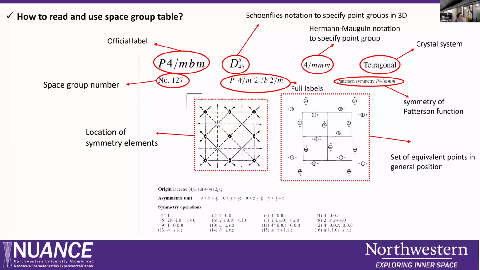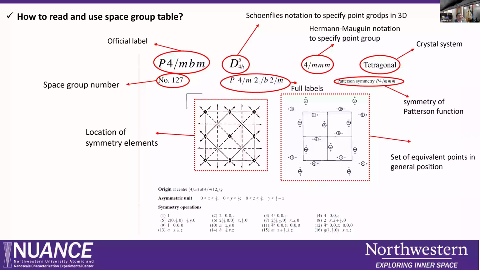And now I will show you how to read and use the space group table. For example, I'll give you an example, like space group number 127, which is a tetragonal one. This is the official label, and this is the space group number. This is D4h5, which is the Schoenflies notation.